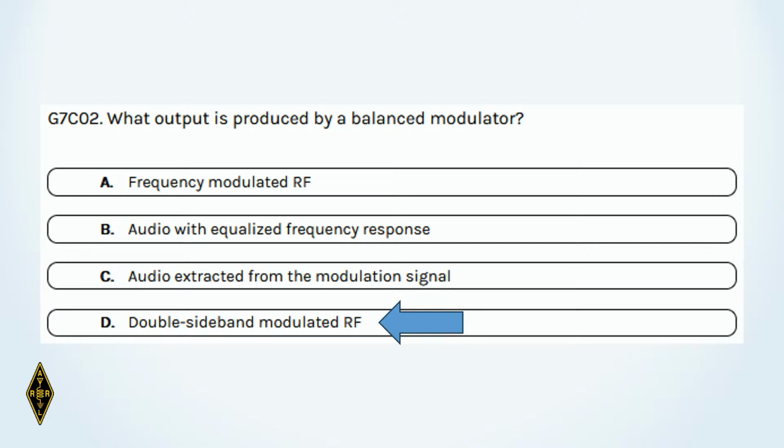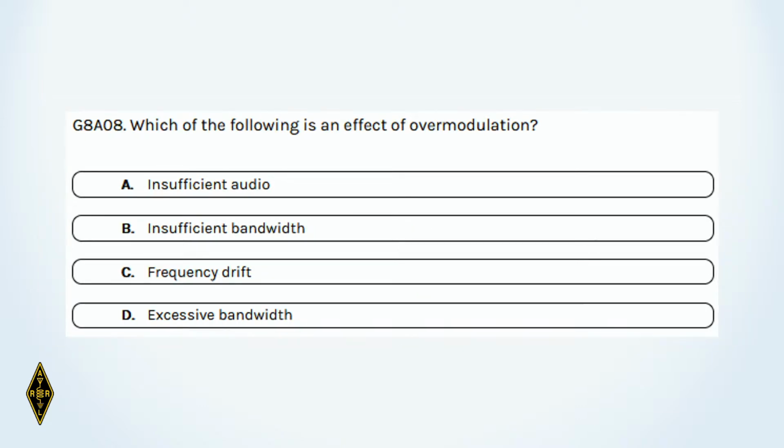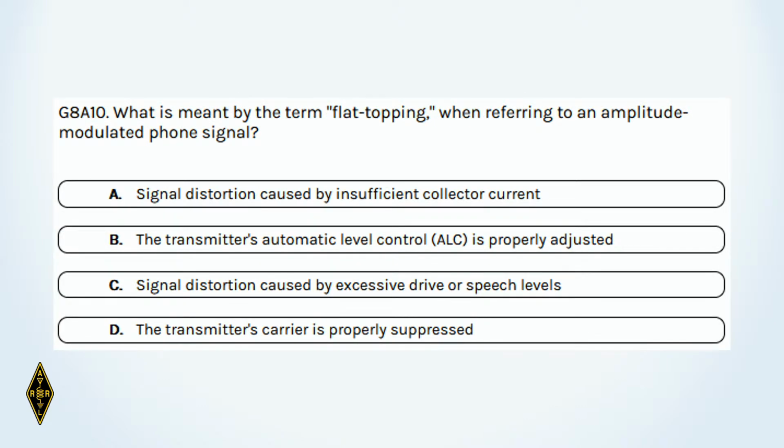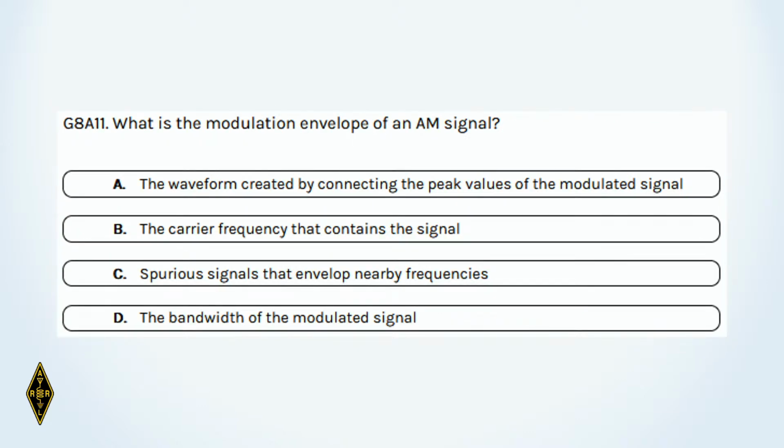There's a lot in this chapter, and you're probably going to have to go back and do some review. So which of the following is an effect of overmodulation? Delta. Splatter, yes, excessive bandwidth. Yes, indeed. And what is meant by the term flat topping when referring to an amplitude modulated phone signal? Charlie, signal distortion, clipping caused by excessive drive or speech levels. And what is the modulation envelope of an AM signal?